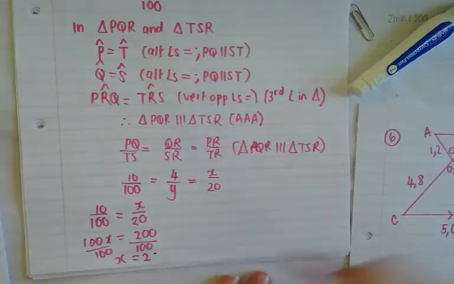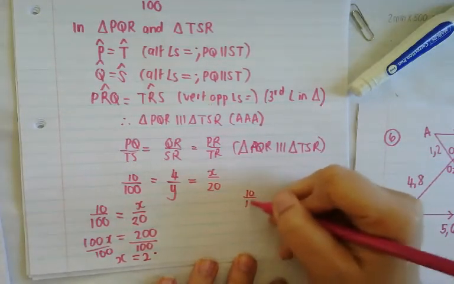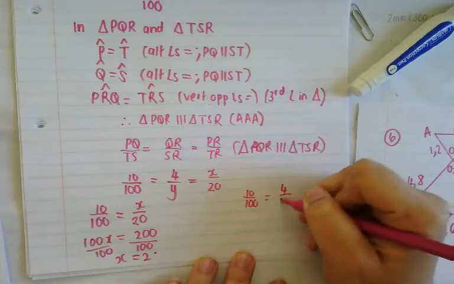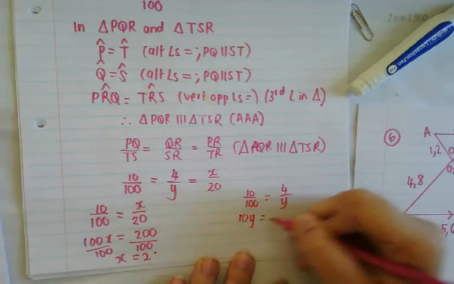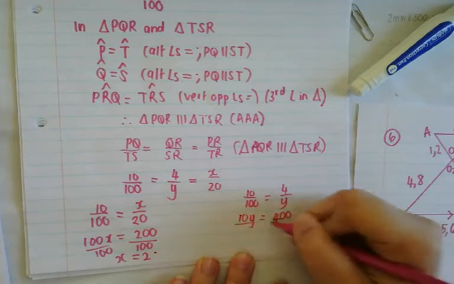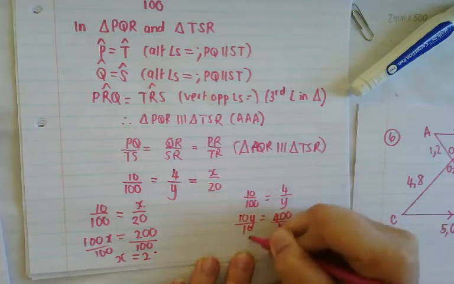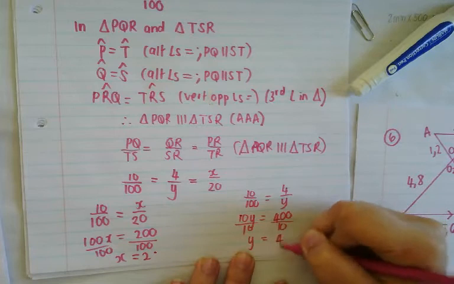Okay, let's do my Y. 10 over 100 equals 4 over Y. So we have 400 equals 10Y. Dividing both sides by 10, Y is equal to 40.